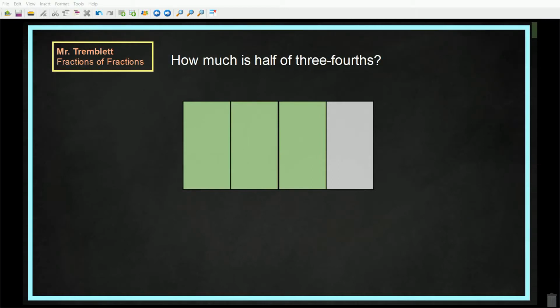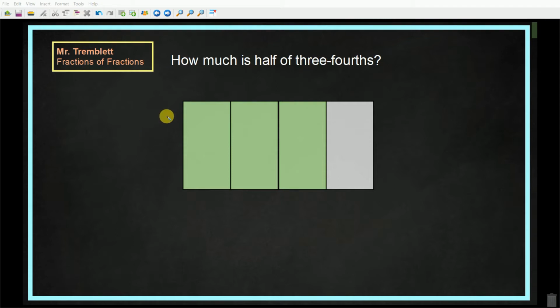We're going to look at fractions of fractions. So multiplying a fraction by a fraction. And once again, we're going to try and pick some friendly numbers here and do it by modeling to start, so we can actually understand what's happening when we are multiplying a fraction by a fraction.